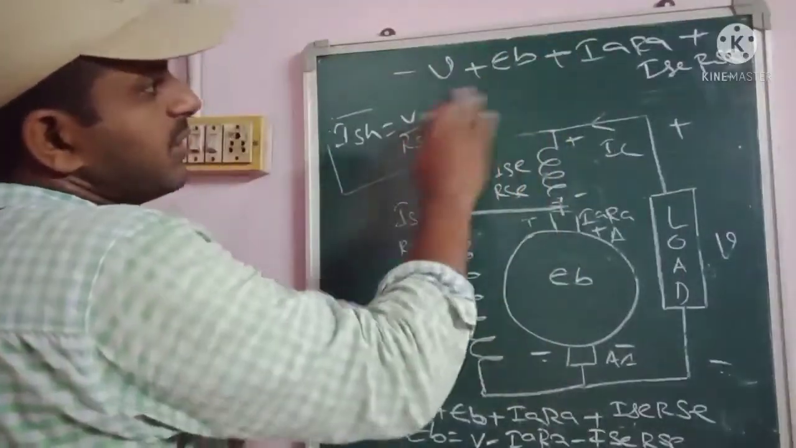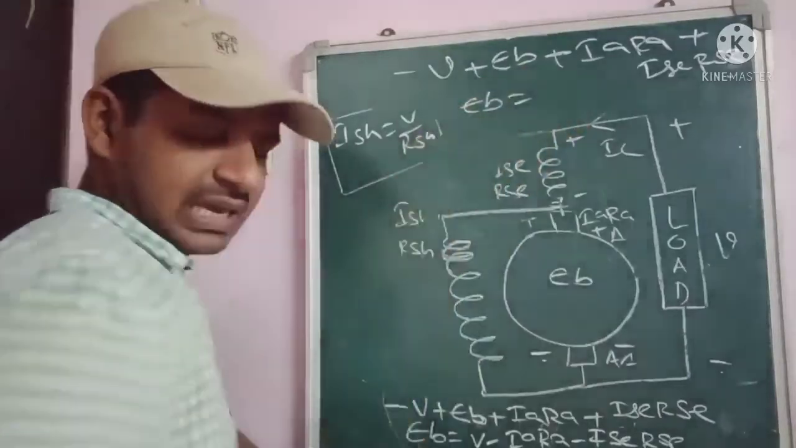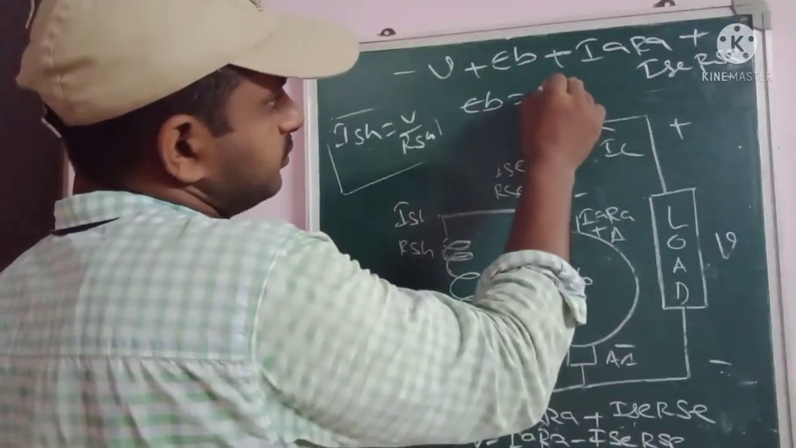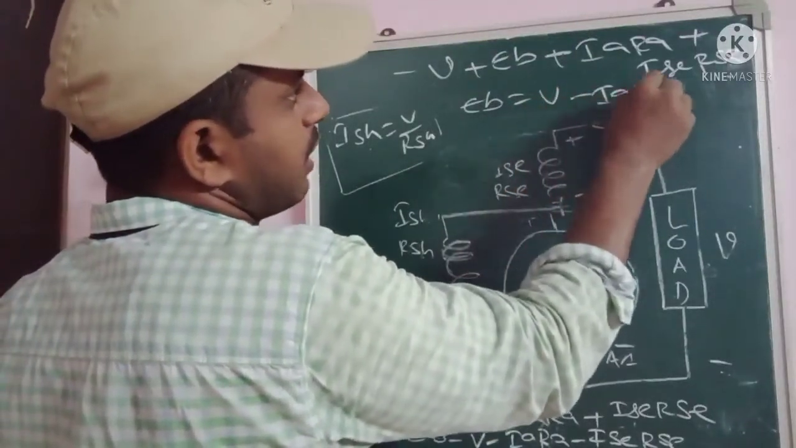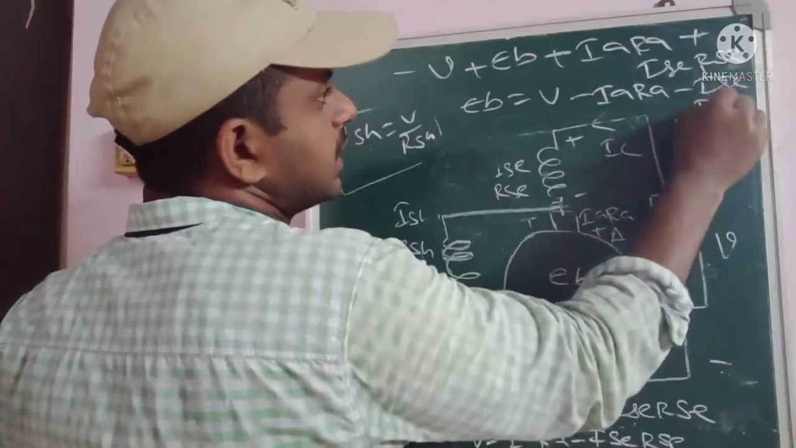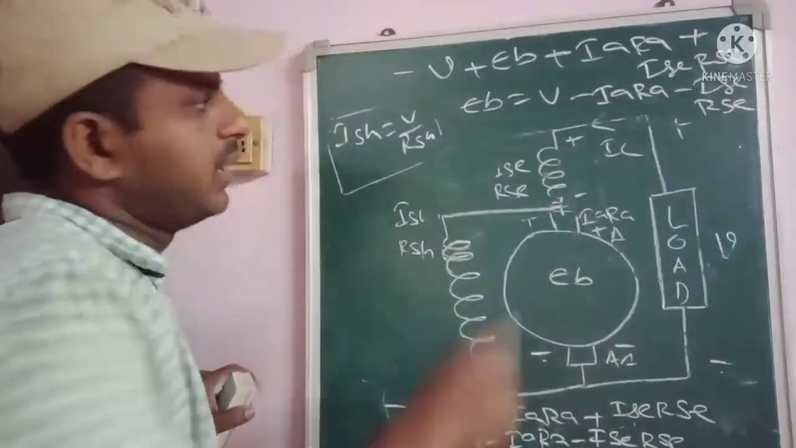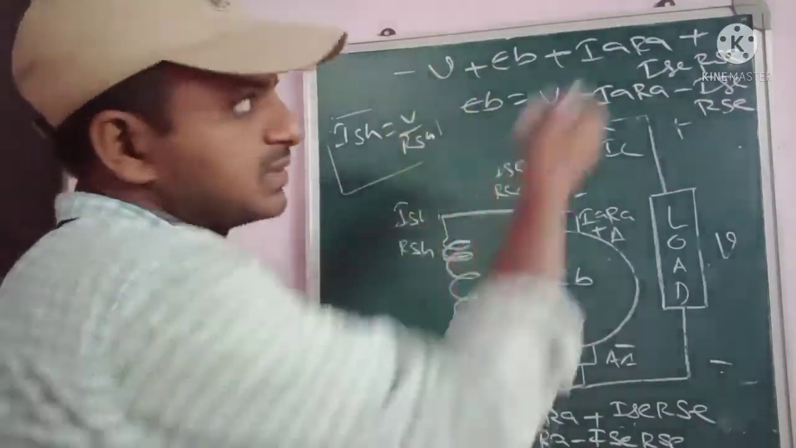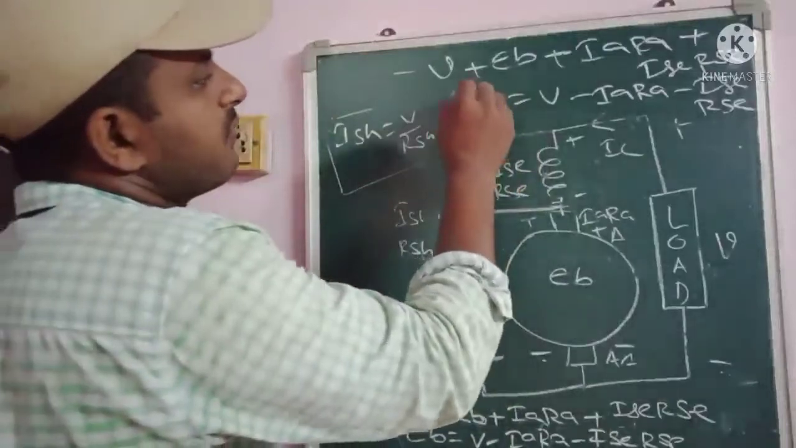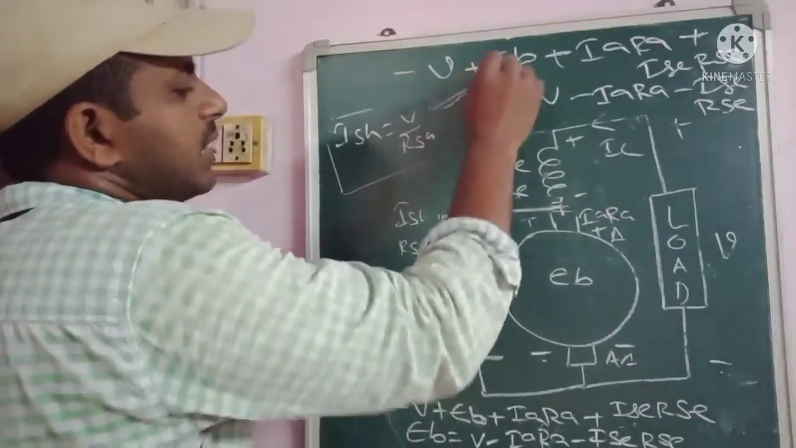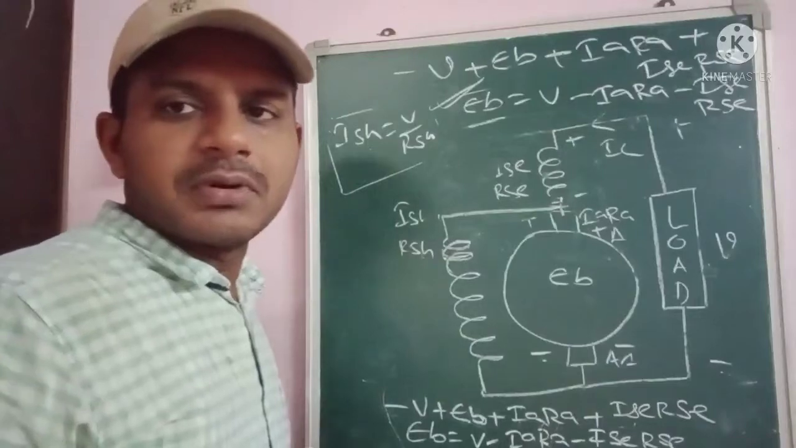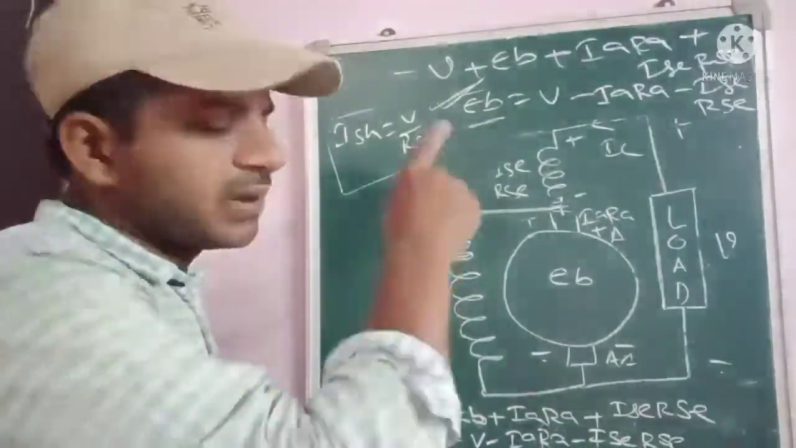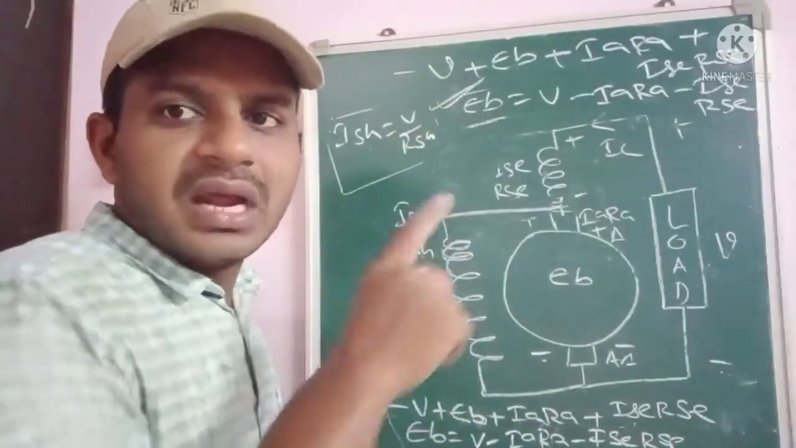From this equation, finally we can get the back EMF equation. Here EB is equal to V minus IA into RA minus ISC into RSC. So this is the final back EMF equation for the short shunt compound motor. Very, very important, please remember this, for all the back EMF equations of the DC motors.